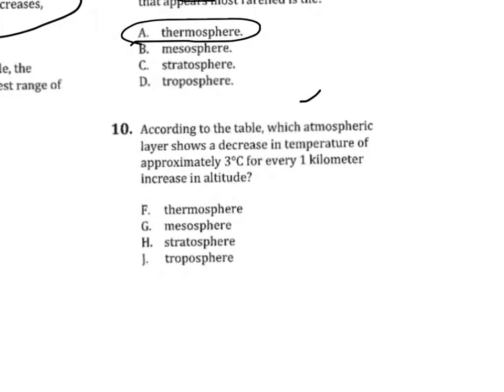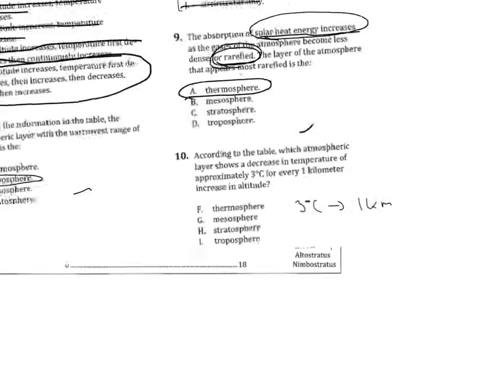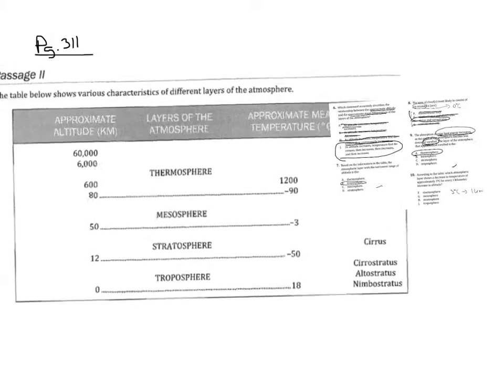And then let's look at 10. So 10 says, according to the table, which atmospheric layer shows a decrease in temperature of approximately 3 degrees Celsius for every 1 kilometer increase in altitude? So this one, we know that there's going to be a ratio of 3 degrees Celsius for every 1 kilometer. So let's look at our table and see if we can find something like that.